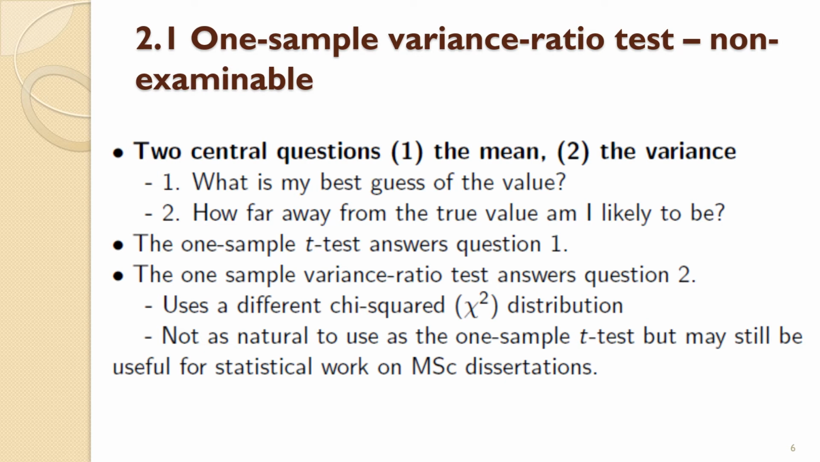To answer this first question then, use the one sample t-test. For the second question, use something called the one sample variance ratio test, which is a chi-squared test. There are two different versions of this chi-squared test which we'll go through in this lecture. Now, to answer the second question, you're using a different test, this one sample variance ratio test. This uses a different chi-squared distribution and a different set of tables if you're doing this by hand.